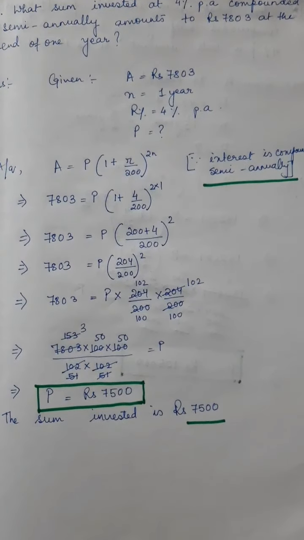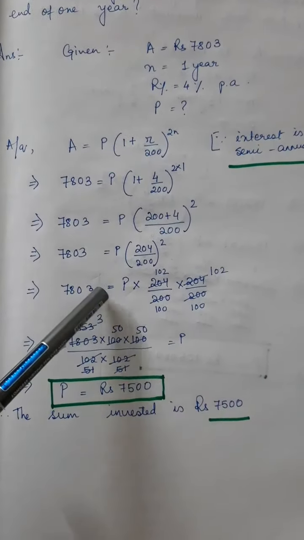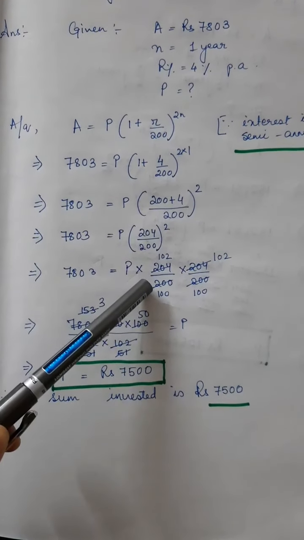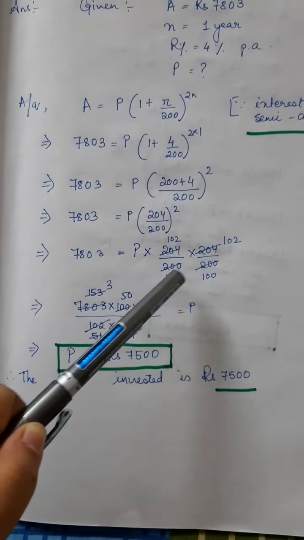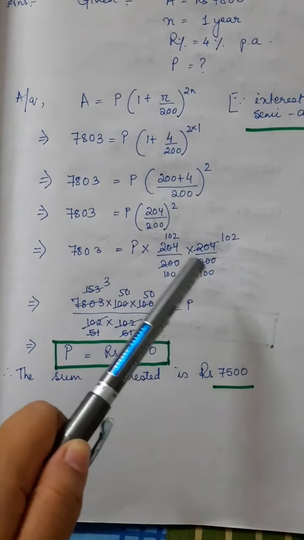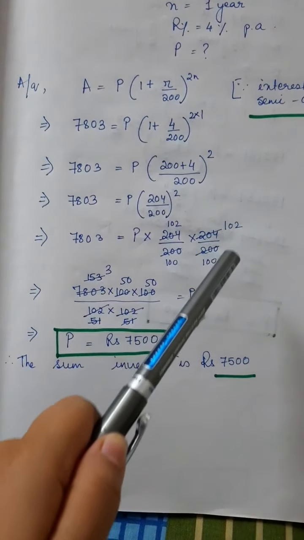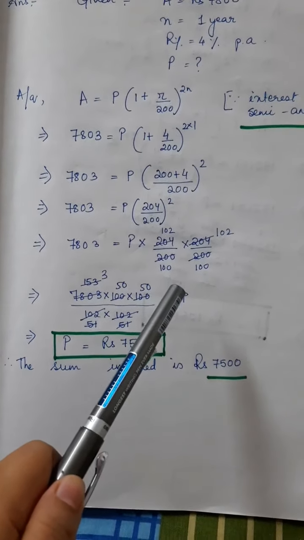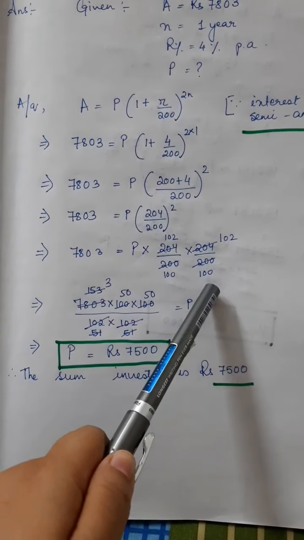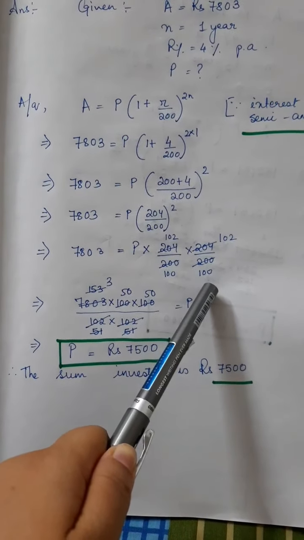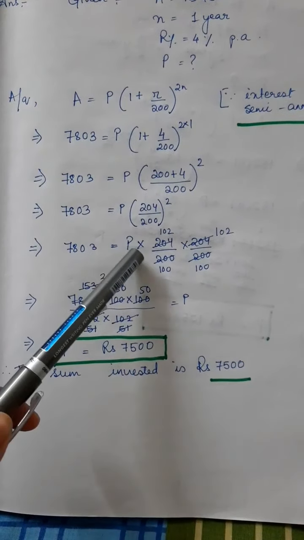Now see this step of calculation. 7803 is equal to P into 204 by 200 whole square means 204 by 200 into 204 by 200. So after calculation it becomes 102 by 100 into 102 by 100. I have told you previously also that keep the denominator as a multiple of 10, it becomes easier for you to calculate. Now comes the last portion and the major portion of calculation of P.